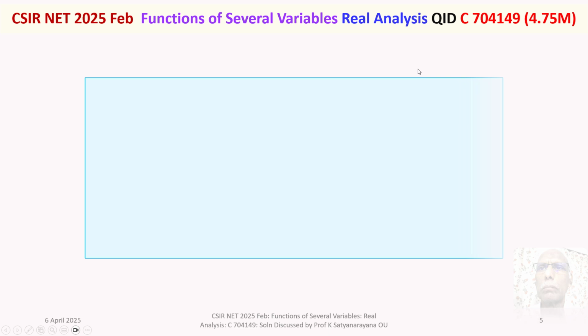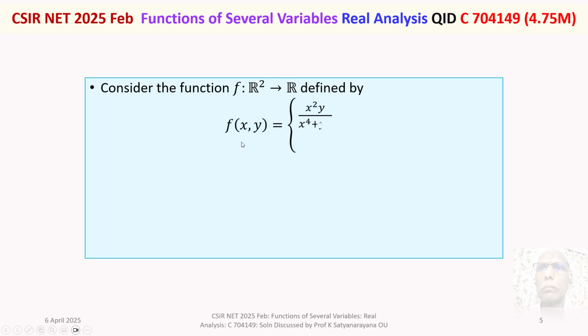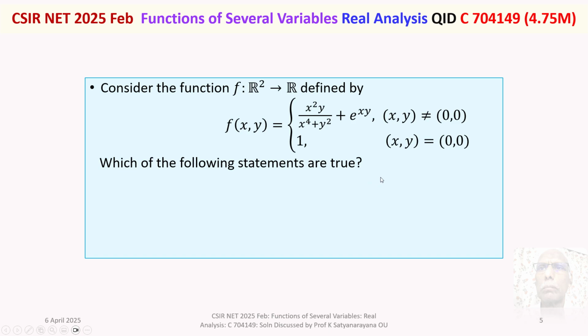Right. The given question is: consider the function f from R square to R defined by f of x comma y, the ordered pair, is equal to x square y by x to the power of 4 plus y square plus e power xy, when the ordered pair x comma y is not equal to 0 comma 0, and it is equal to 1 when x comma y, the ordered pair, is equal to the ordered pair 0 comma 0. Which of the following statements are true? We are given four options.